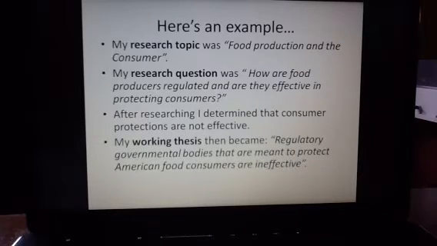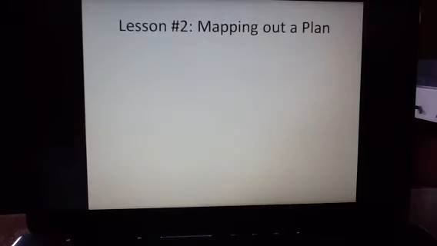And so when I determined that, my thesis then became: regulatory governmental bodies that are meant to protect American food consumers are ineffective. Now, going back to bullet point 3, my research could have led me in a different direction. It could have easily said, hey, they're super effective. But that's not what I discovered. Obviously, that would have changed my thesis. You've got to listen to the research.